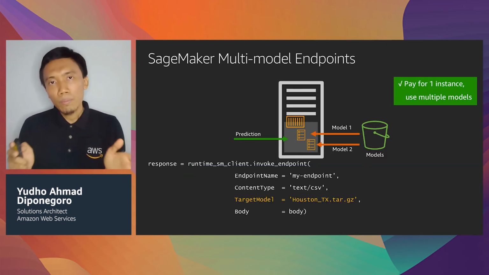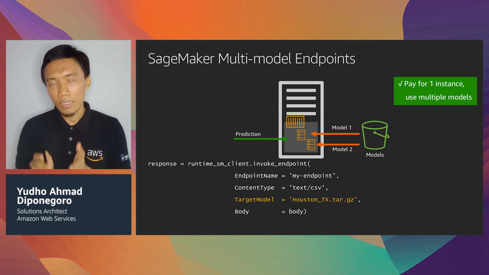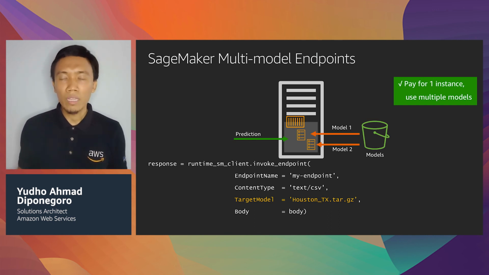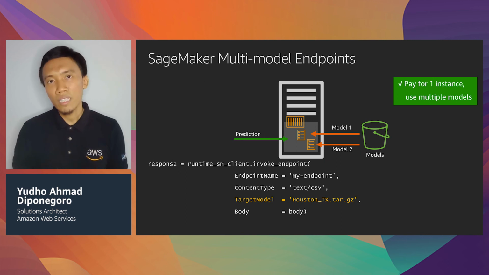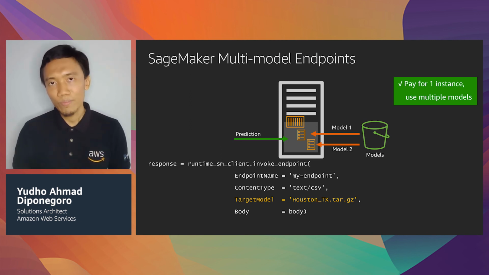If you have multiple models that need the same serving container, you can actually run them in the same EC2 instance to save you some cost of having to deploy multiple instances. This is called SageMaker multi-model endpoint. And your client code, when it calls the prediction, needs to specify which model it wants to talk to.